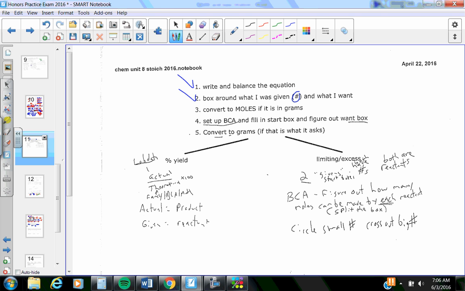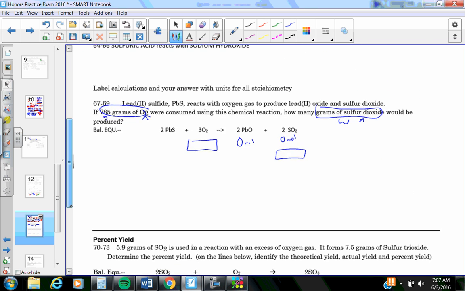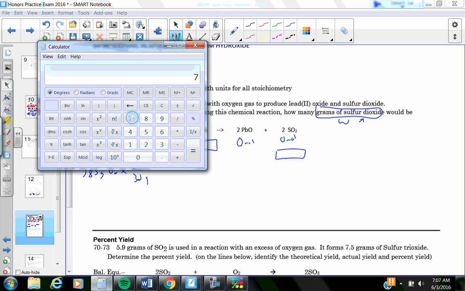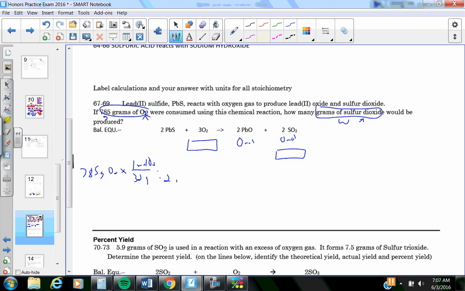Okay, you can't write grams into a BCA table. It has to be moles. So the next step, if I convert the grams, 785 grams of O2, how many moles is that? Well, 1 mole of O2 is 2 oxygens is 32 grams. 785 divided by 32 is 24.5. 24.5 moles of oxygen. So I'm going to write a 24.5 here. Okay, next step.